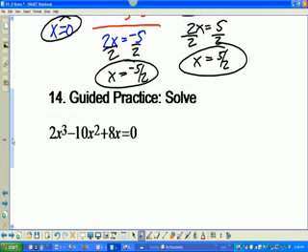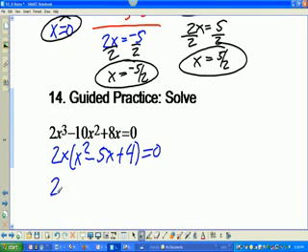Now if I take a look at number 14, I want to solve this one. And once again, I look at what goes in all three of these. Oh, 2x does. So I'm going to factor out the 2x. Well, 2x times what is 2x to the third? Well, it'll be x squared. Minus 2x times what is 10? Well, that'll be 5x plus 2x times what is 8x? That'll be 4 equals 0.